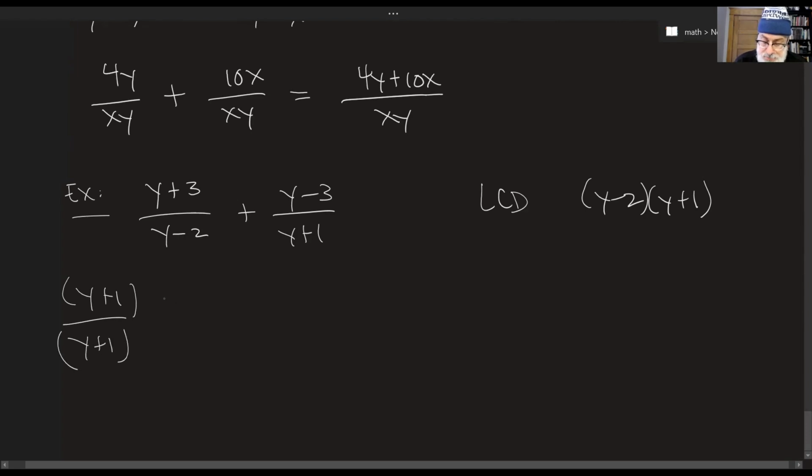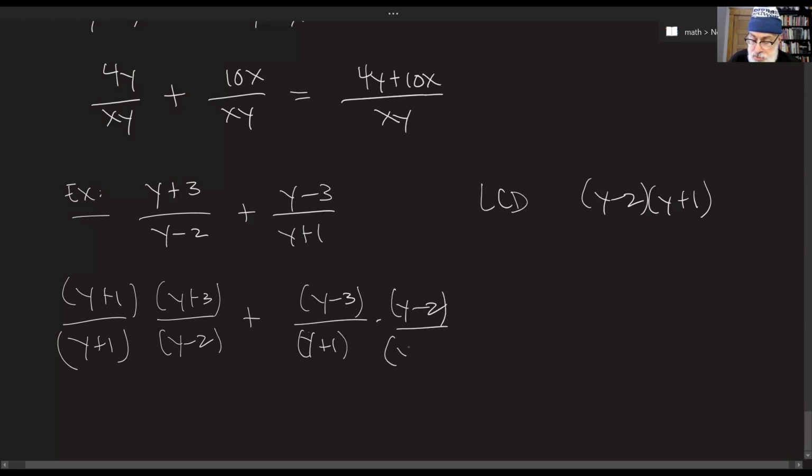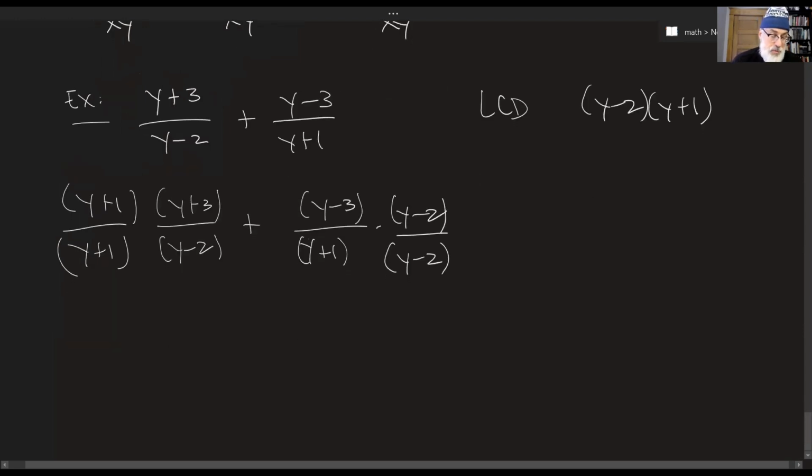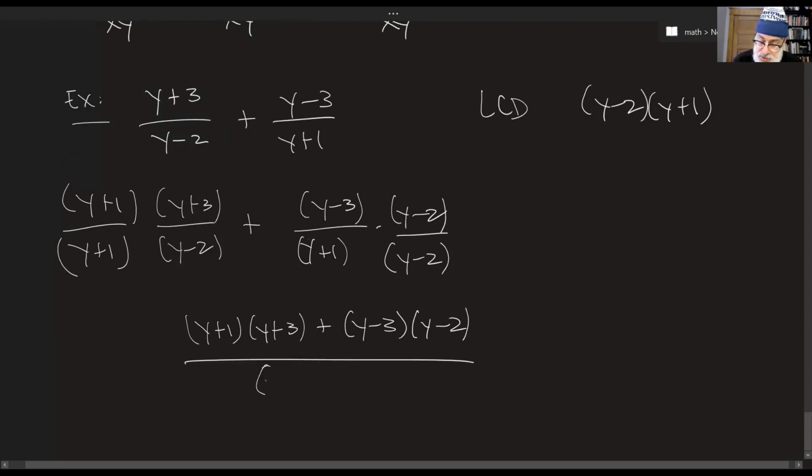So I need to multiply this fraction by y plus 1, top and bottom, to get the common denominator. And I'm putting parentheses around just so that we don't get confused. And then this guy needs a y minus 2 over y minus 2. So this becomes, on top, y plus 1 times y plus 3, plus y minus 3 times y minus 2, all divided by the common denominator, which we said was going to be, I'll put it in this order, y plus 1 times y minus 2.